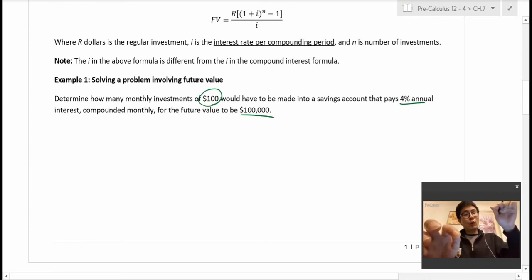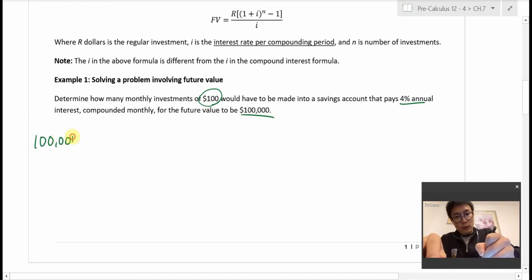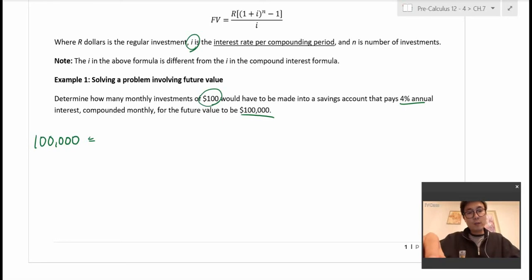So here's the formula. Future value is going to be $100,000 because that's what we want in the future. R stands for the regular payment. Oh, actually, I probably should read this first. R is the regular investment. I is the interest rate per compounding period. So this I is a little bit different than the I that we used before. It's actually the interest rate per compounding period, not just the interest rate. And n is the number of investments.